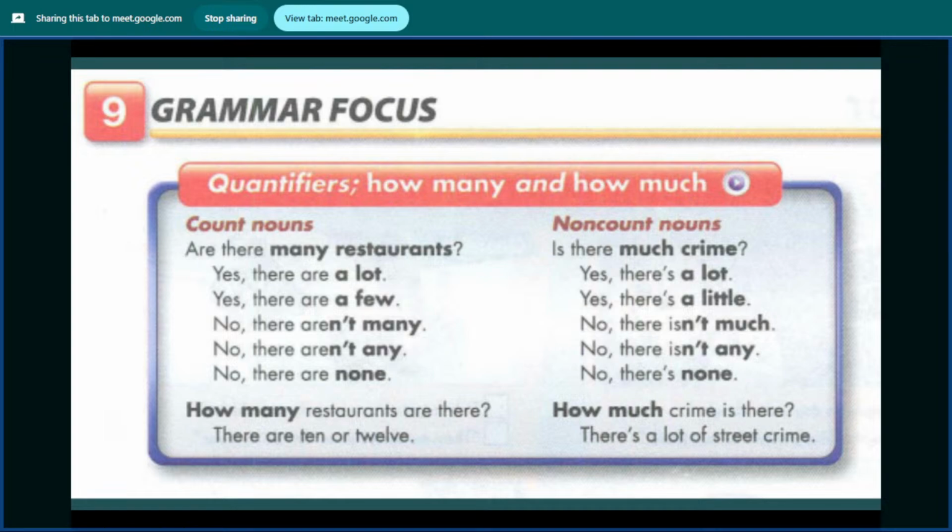There is none म्हणजे बिल्कुल पण नाहीये crime. ठीक है? Same way, I can ask you open-ended question also. How many restaurants are there? Then you will tell me the number. There are around 10, 12 restaurants in my neighborhood. How much crime is there? There is a lot of street crime. That is how you will answer. Understood? So traffic uncountable आहे, pollution uncountable आहे. ठीक है?